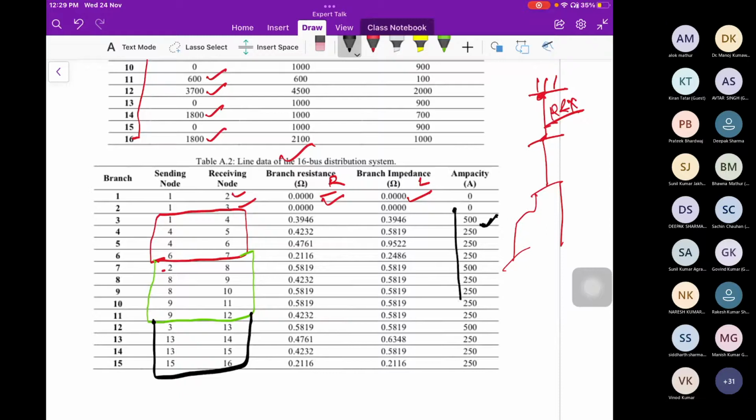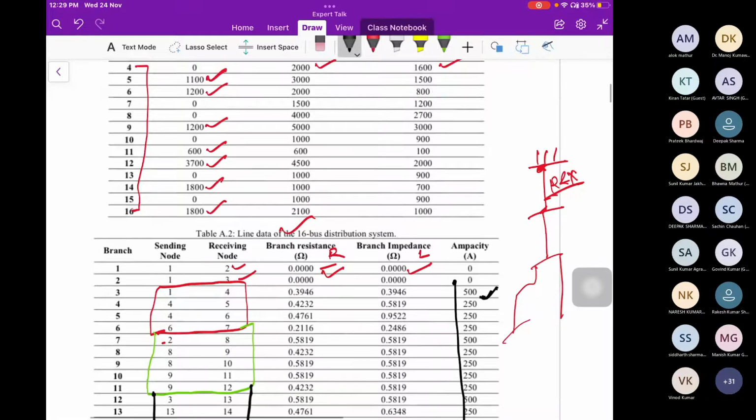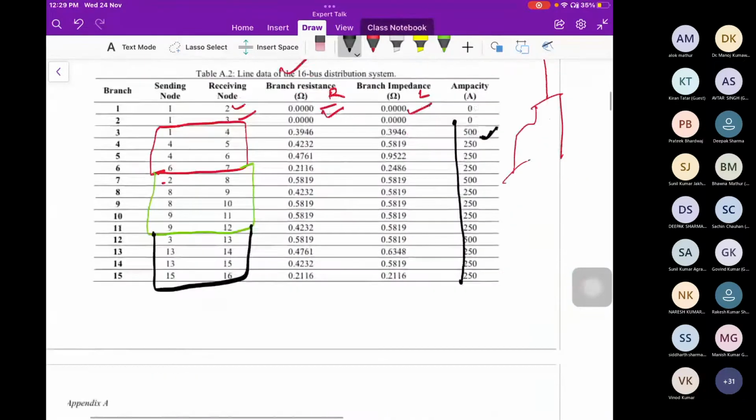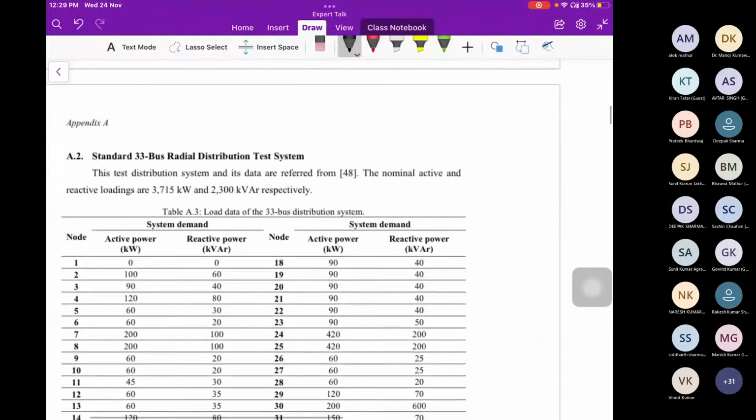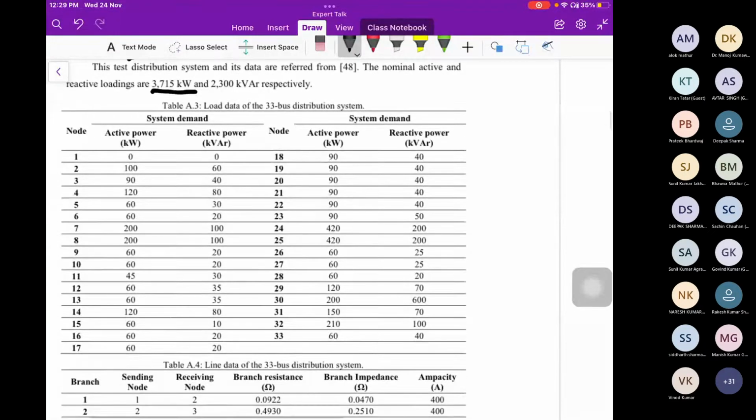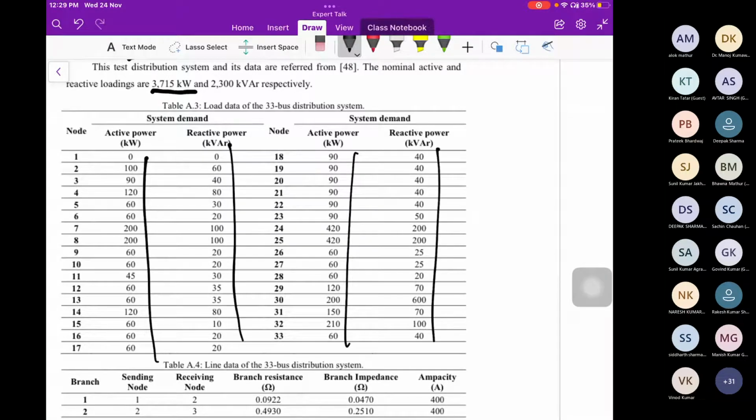So this is the constants value. As for the resistance, line data and load data, every system is a 33 bus system. The 33 bus system's demand can be specified by the total demand. Total demand means we add up these values, that is the active demand, and these values we add up, that is the reactive demand.